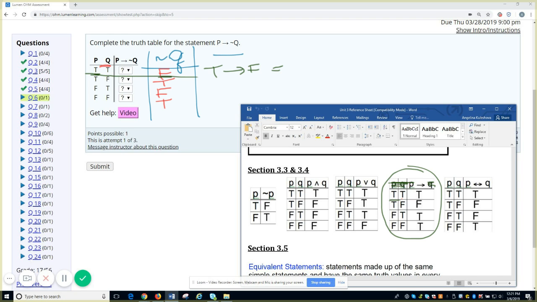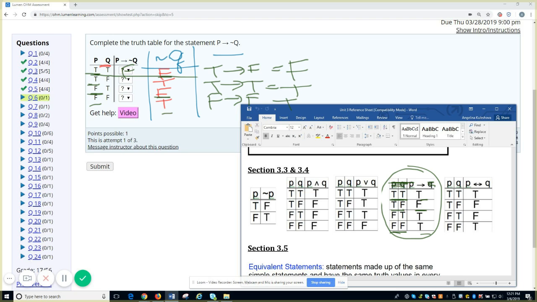Well, let's see. If true, then false, the result of that is false. So that's what I'm going to put in this row. The second row is if true, then true. That's true because true and true is true. The next one is if false, then false. And if false, then false is also true.